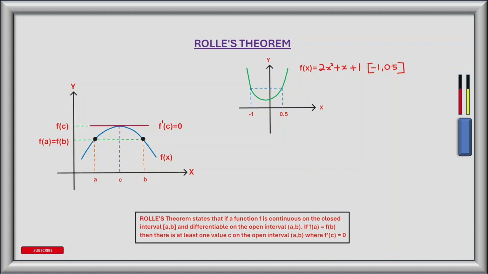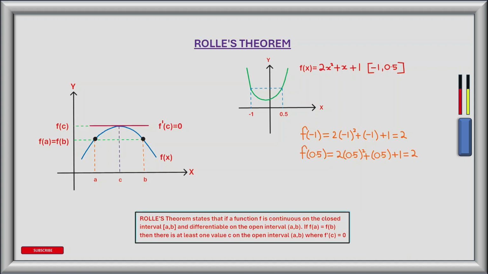So now let's check the y values at -1 and 0.5. For Rolle's theorem to apply across this interval, the y values must be equal at the endpoints of the interval. So the endpoints in this case are -1 and 0.5. So if I plug the endpoint of -1 into the function, I get 2 multiplied by (-1)² plus -1, and then +1. And if we evaluate all that, it comes out as 2.